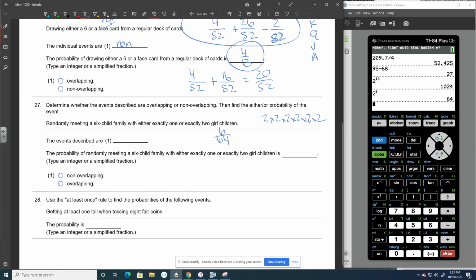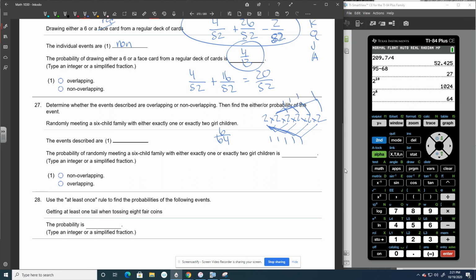Now, to have exactly 2 girls, you either have the first 2 are girls, or the first and the third, or the first and the fourth, or the first and the fifth, or the first and the 6th. So there's 5 different ways if the first one is a girl. But if the first one is a boy, well, the second one could be the girl, and you could have the second and the third, or the second and the fourth, or the second and the 5th, or the second and the 6th.